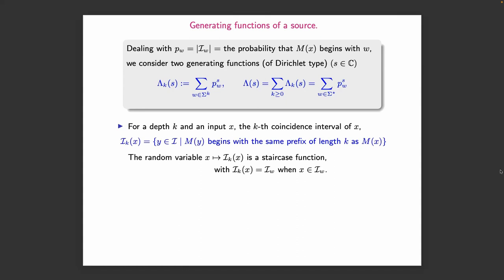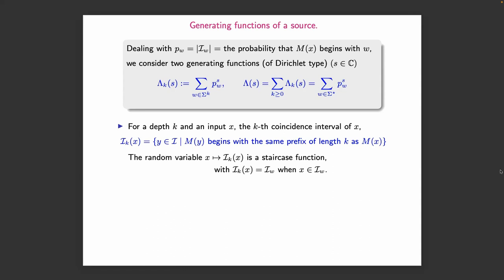Okay, the intervals are very important. Here, we consider the same interval, but not exactly from the same point of view. We consider a depth k and an input x. The k-th coincidence interval of x is the set, and it is an interval, a subset of real y for which M of y, the expansion, begins with the same prefix of length k as M of x. Of course, this is the same interval as previously, but not seen from the same point of view.